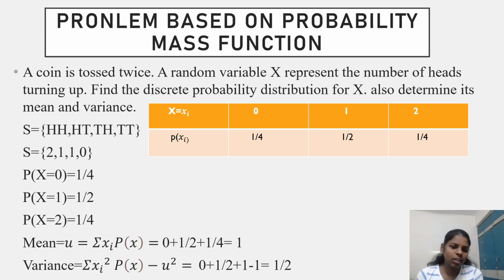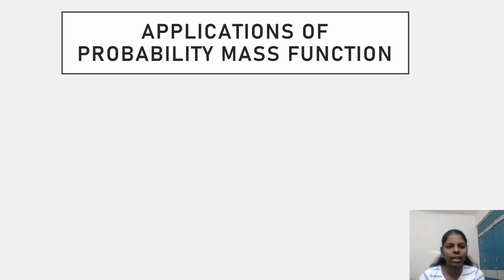For finding the mean, we use mu is equal to sigma xi into p of xi, whereas for variance we take sigma xi square into p of xi minus mu square. According to that, we'll calculate and find the mean and variance as shown there. And now let us see the applications of probability mass function.